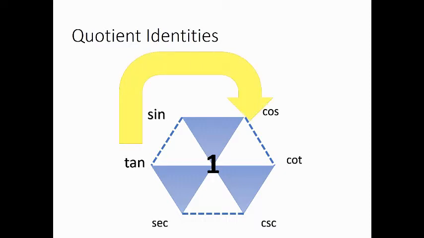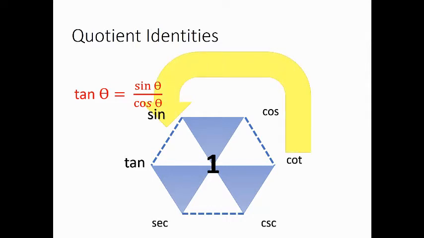tangent theta is equal to the quotient of sine theta over cosine theta. From cotangent, in a counterclockwise direction, cotangent theta is equal to the quotient of cosine theta over sine theta.